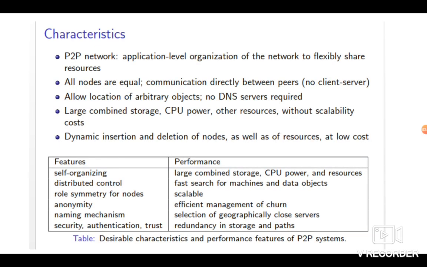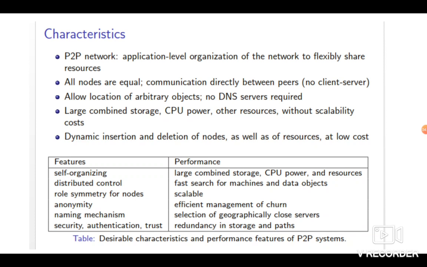So what are the characteristics of peer-to-peer system? In peer-to-peer system, all the nodes are equal. We don't have any client-server concept. All the nodes are equal in their roles. The peer-to-peer systems are self-organizing. So they are very secure, authenticated and trusted.